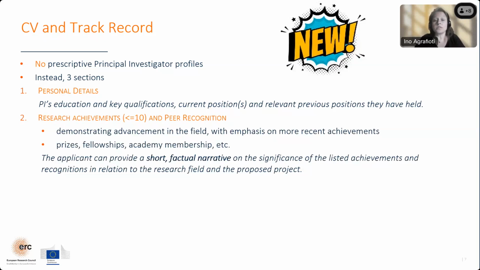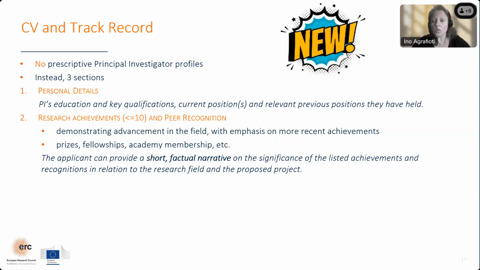Then the research achievements, up to 10 research achievements, and these should be recent research achievements and peer recognition. In the past, we used to ask for 5 to 10 publications, 5 in the case of starting and 10 in the case of consolidator and advanced. However, depending on the field, it's not just publications that are achievements. So here they give you the opportunity to put anything that you see as an achievement. It could be computer code, it could be a preprint, it could be a chapter, it could be a book, it could be a field trip, it could be anything that you want this to be.